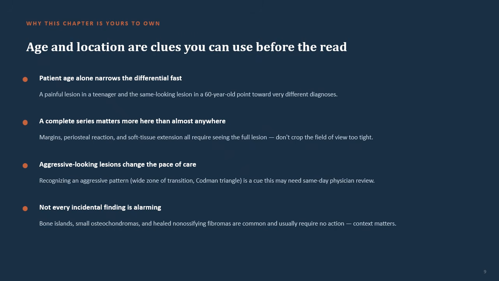All right, last thing you want to remember as you're x-raying these patients: everything that looks abnormal isn't necessarily alarming. Things like bone islands, small osteochondromas, fibromas that are healing, all of those may look strange, but they're not necessarily alarming, in terms of the fact that they're not that fast, aggressive tumor that we're looking for.